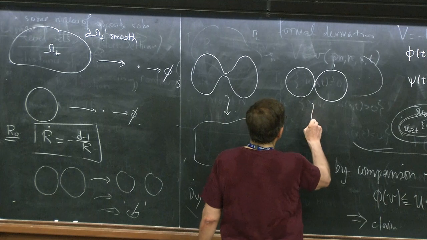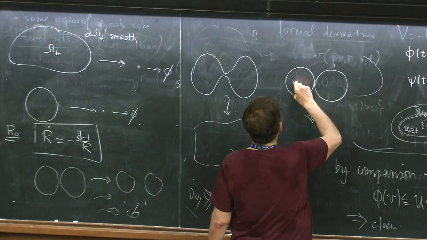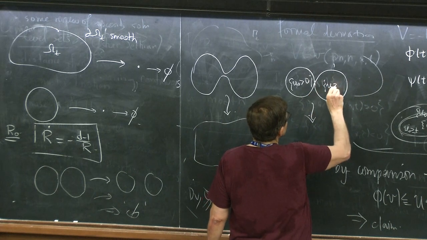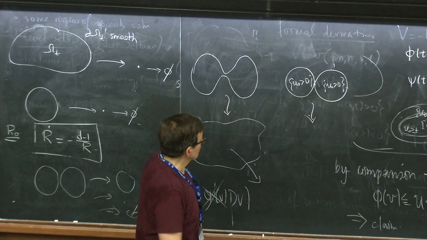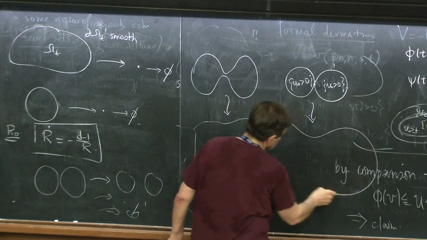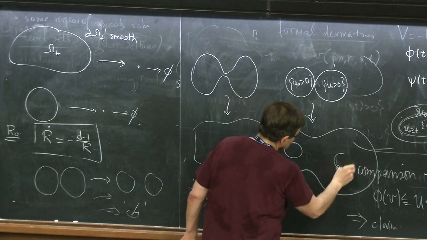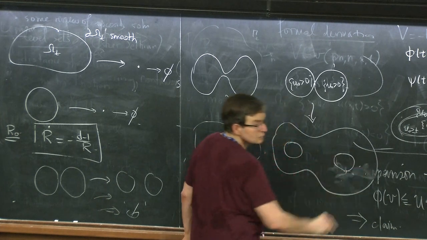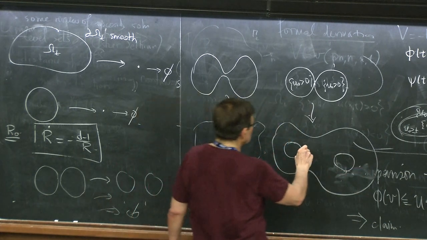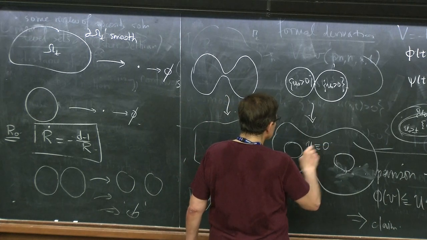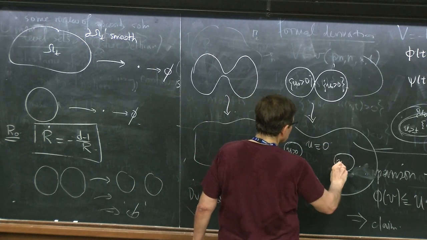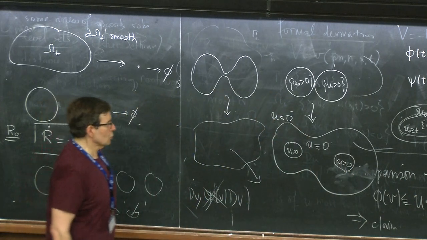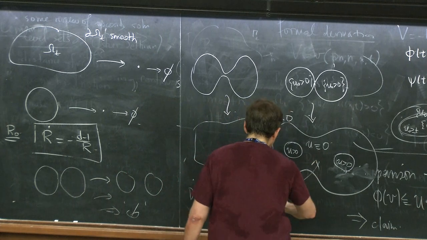So that means that if I take now my function u0 to be positive here, here, what I will find is a picture like that, where u will be zero here, u will be positive here, there, and u will be negative there. So what we have here is interior.